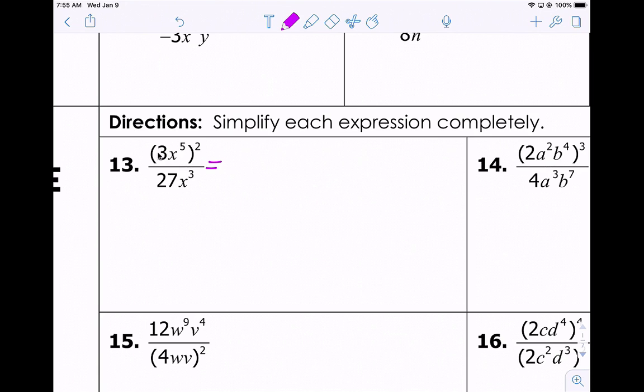So remember, we raise the coefficient to the power. So 3 squared is 9. 3 times 3 is 9. X to the 5th squared. We have one variable, 2 exponents. So we multiply these two. So 5 times 2 is going to be 10. So that's going to be x to the 10. Now we've simplified that, so we can divide by 27x cubed.